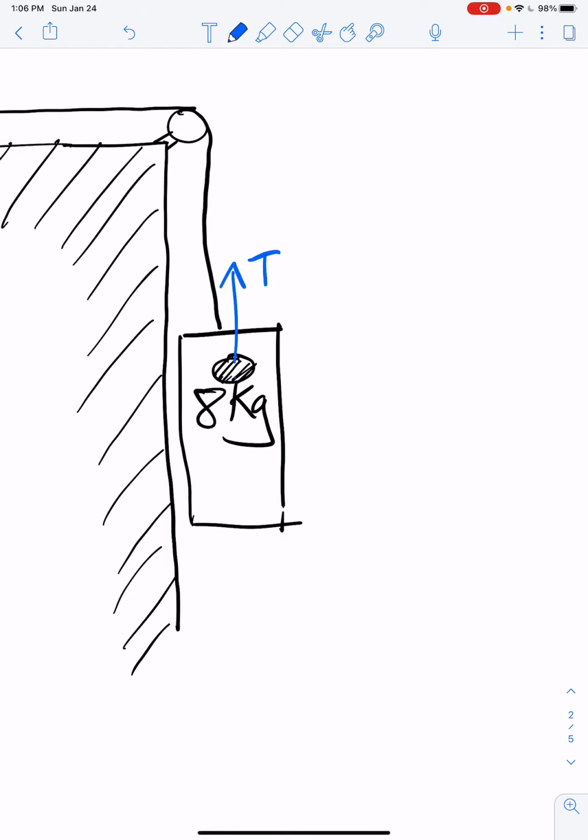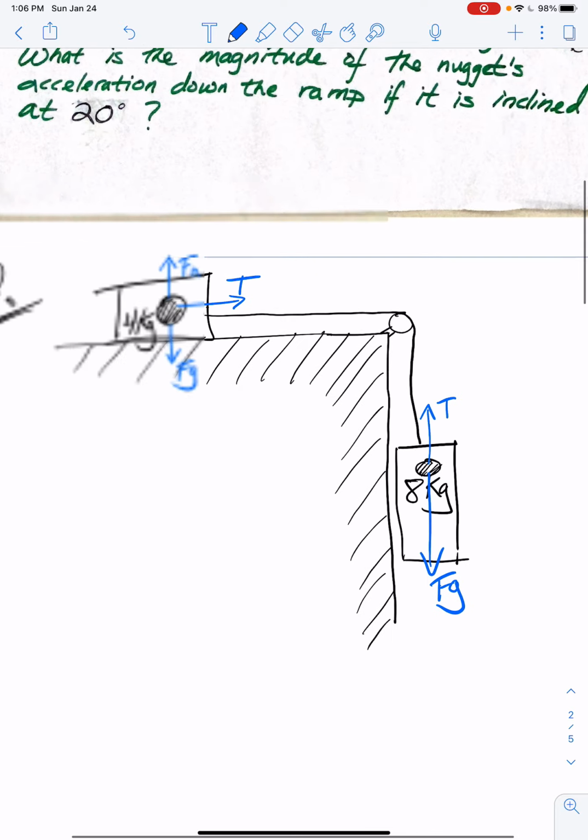And FG downwards, and it's going to be the larger of the two. We know there's no friction, so the top block, the 4 kilogram block contacting the table, has no frictional force. The 8 kilogram block isn't contacting the surface, so we don't have to worry about friction. The tensions are a pair of Newton's third law forces, or force pair. They are equal and opposite.